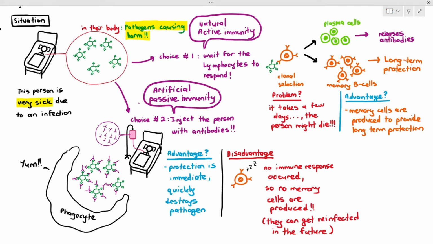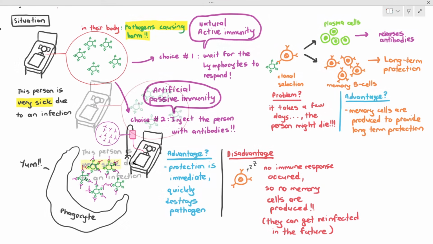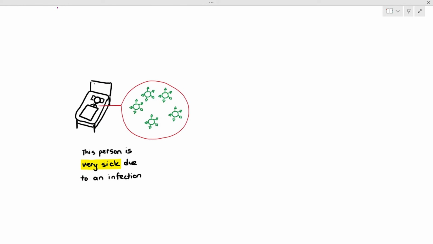Now, another very important thing I would like to remind students is that some students, when I ask the question, I show you the situation again. This person is very sick due to an infection, right? They already have pathogens in their body. The pathogens are causing harm. Some students will immediately say, why can't I give vaccines to this person? You do not give vaccines to a sick person. Oh my God, please do not do that.